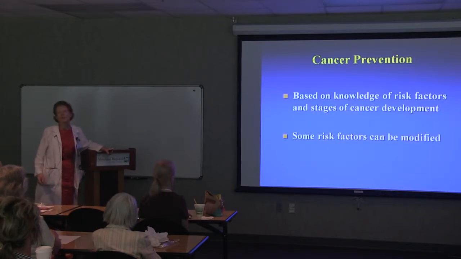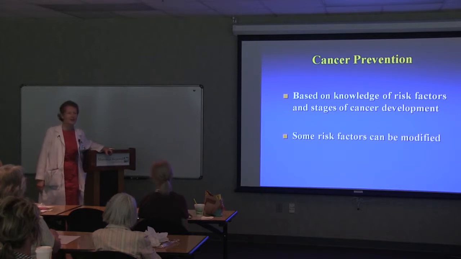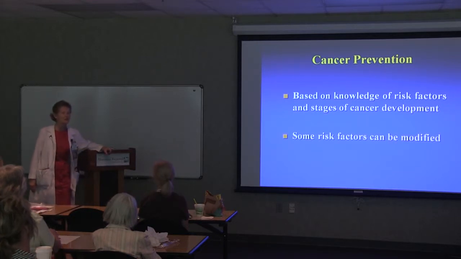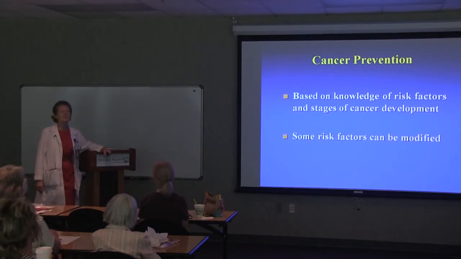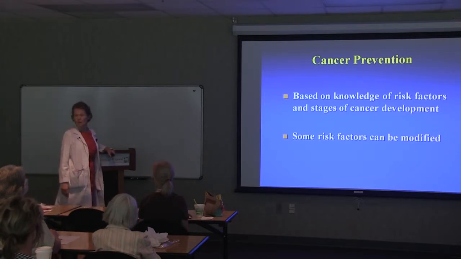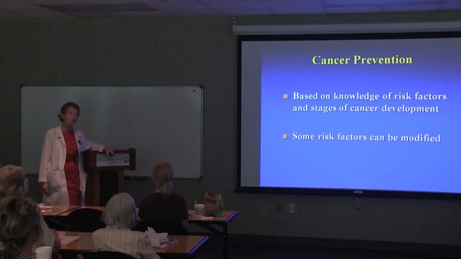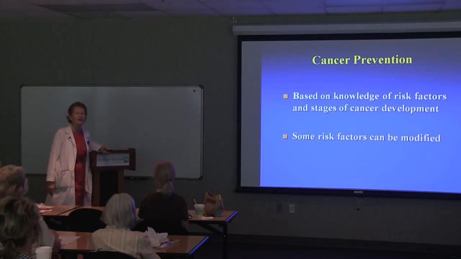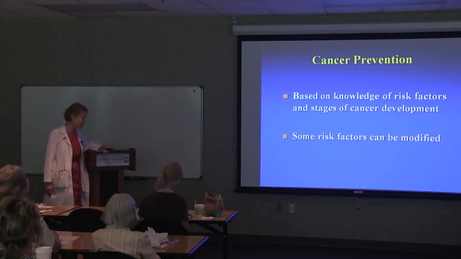Cancer prevention. Of course, prevention is the best treatment. But very effective prevention means that we need to know exactly where the cancer is coming from, number one, and we need to be able to modify these factors. If we have a genetic mutation, there's nothing we can do about it. We cannot modify that.